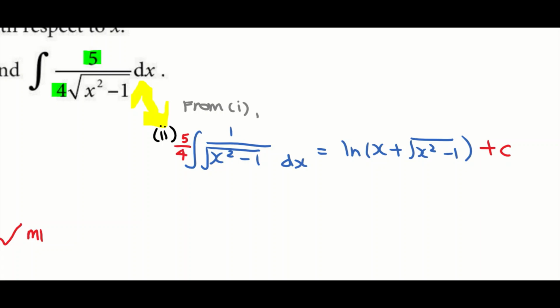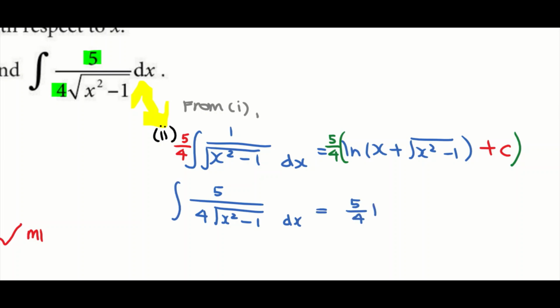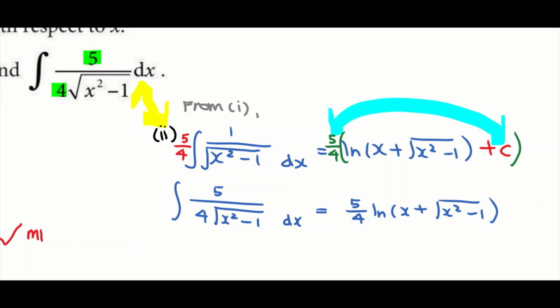Once I do that, I must do the same for the other side as well. 5 over 4 whole thing. What I will have is what they want to find. I put in the 5 over 4 inside. This will give me the answer 5 over 4 ln x plus square root x squared minus 1. This plus c, what will become when I multiply these two? It will still give me a constant. So I just have to put a plus c and I'm done for this question.